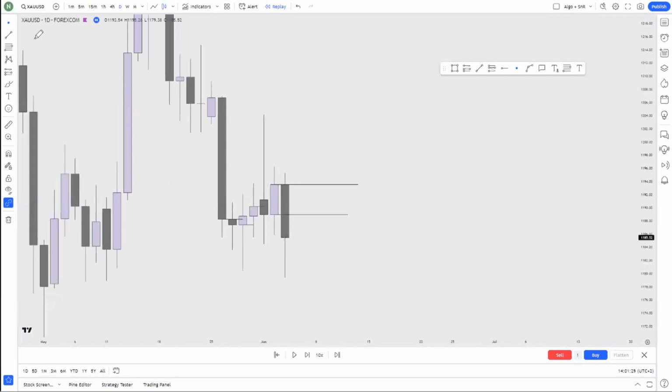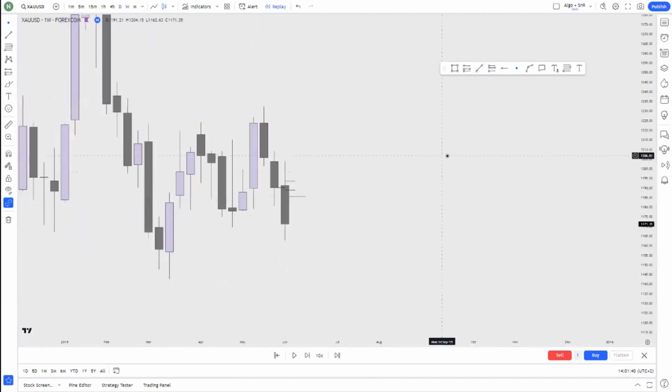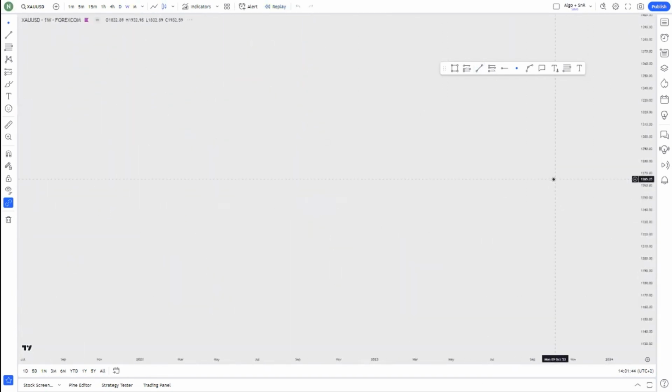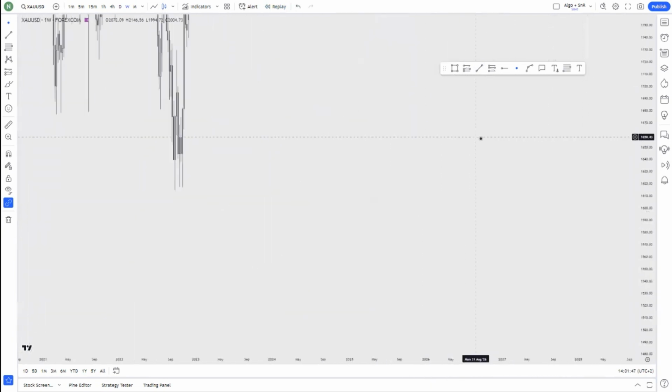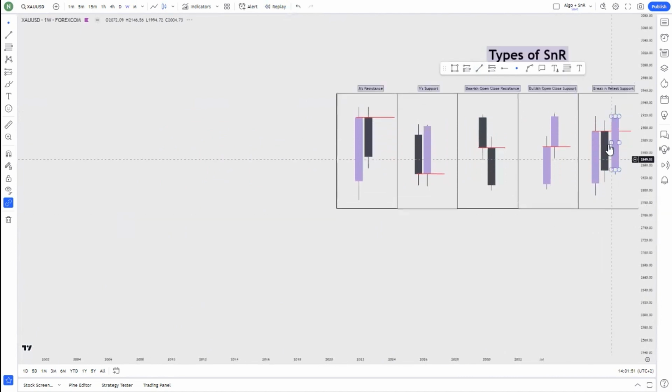Looking at the next candle, what do we see? A bearish candlestick. Then here, this becomes a resistance. So as you can see, every time the market is always going to present one of the four formations that we were looking at right here.